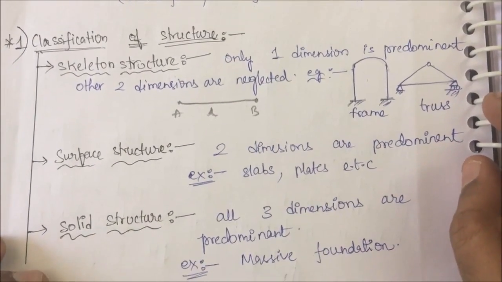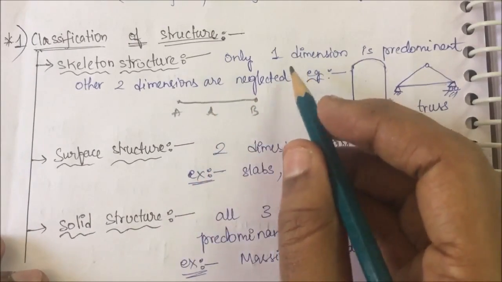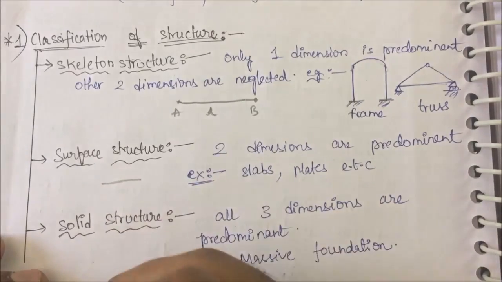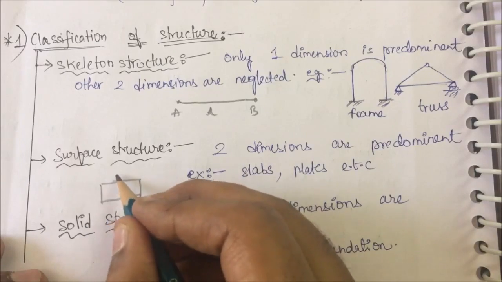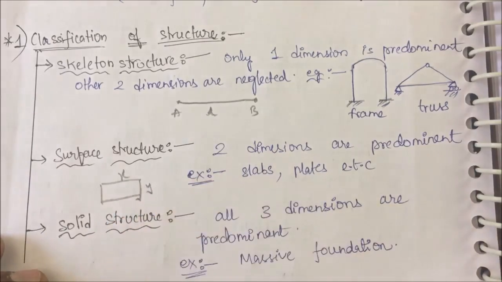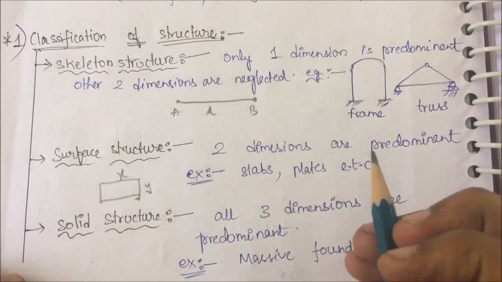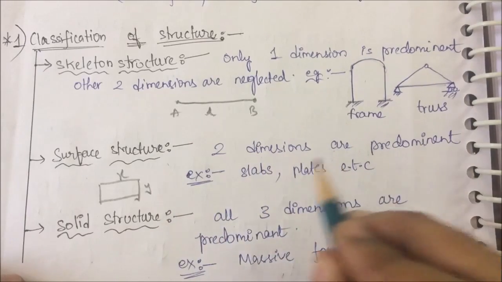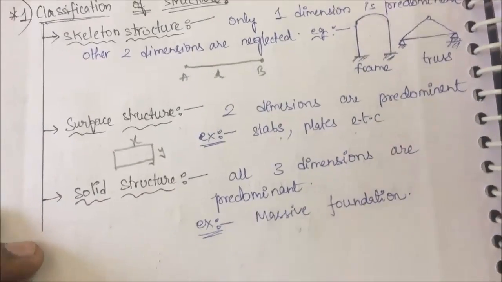And some structures you can't define with 1 dimension; you need 2 dimensions. For example, a slab. You can't just draw a line and say this is a slab, right? You should clearly draw at least 2 dimensions to classify it as a slab. So the structures which need 2 dimensions, we call surface structures. Two dimensions are predominant, for example slabs and plates. There are also some structures in which all 3 dimensions are important.